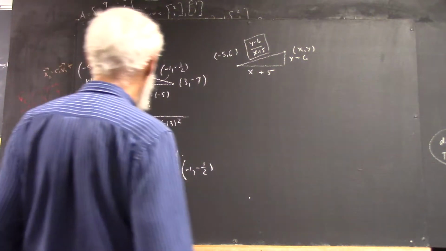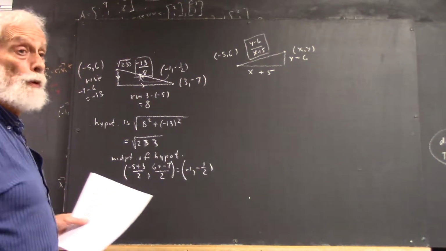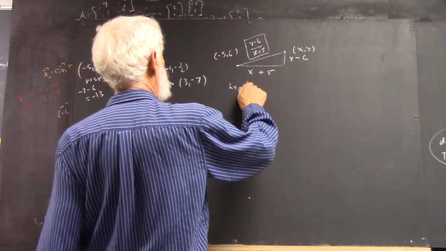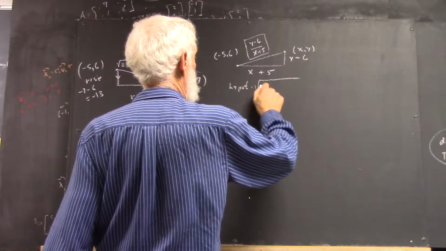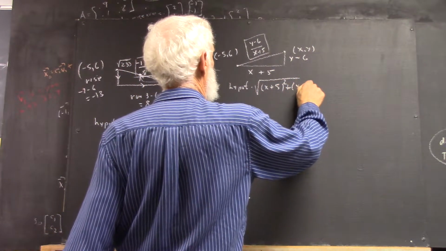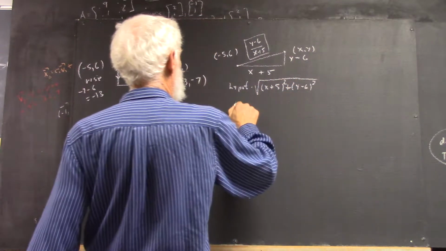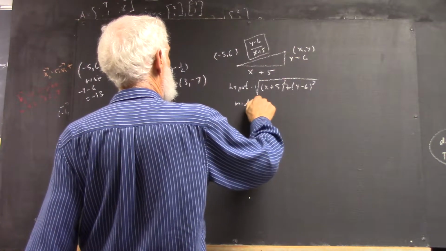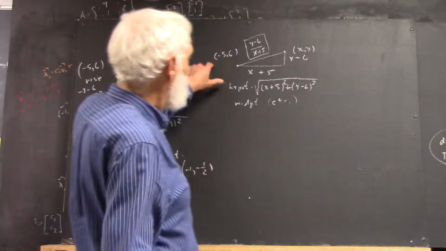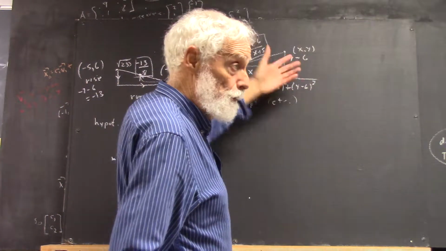And then you also have the hypotenuse and the midpoint. And I'm not going to take the time to label it, but the hypotenuse is the square root of x plus 5 squared plus y minus 6 squared. And you can write down what the midpoint is, -5 plus this divided by 2 and so forth, okay?